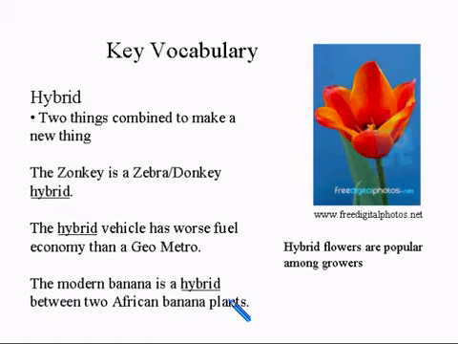Anyway, the modern banana is a hybrid between two African banana plants. Now, I saw on YouTube a video of how to make a hybrid banana. Let's pretend this is a banana plant. They cut off the top and the bottom, sliced it down the middle, took two different plants, sliced down the middle, and taped them together. Apparently it worked. I haven't tried that, but it would be an interesting experiment.